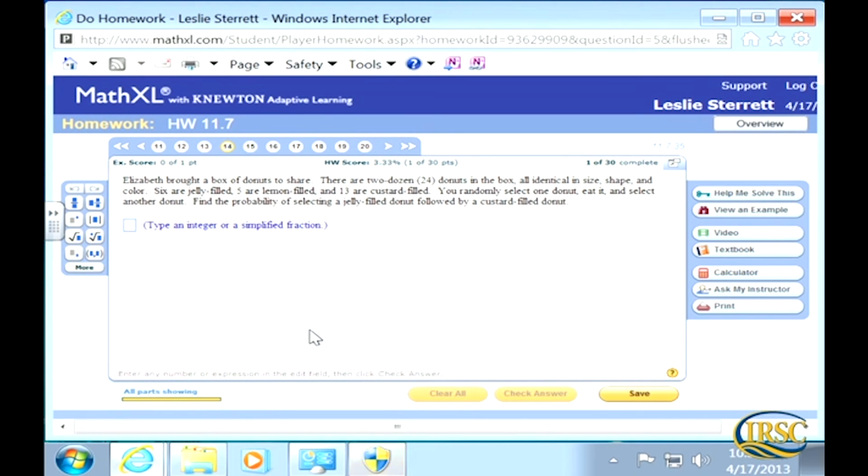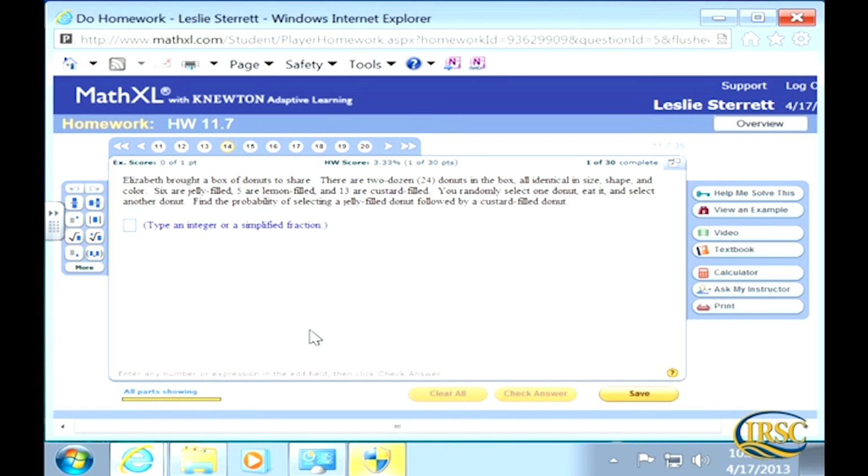All right, here's another problem. Elizabeth brought a box of donuts to share. There are 24 donuts in the box, all identical in size, shape, and color. They say that because, in other words, you can't really tell what kind of donut is which. And so 6 are jelly-filled, 5 are lemon-filled, and 13 are custard-filled. You randomly select one donut, eat it, and select another donut. Find the probability of selecting a jelly-filled donut followed by a custard-filled donut.